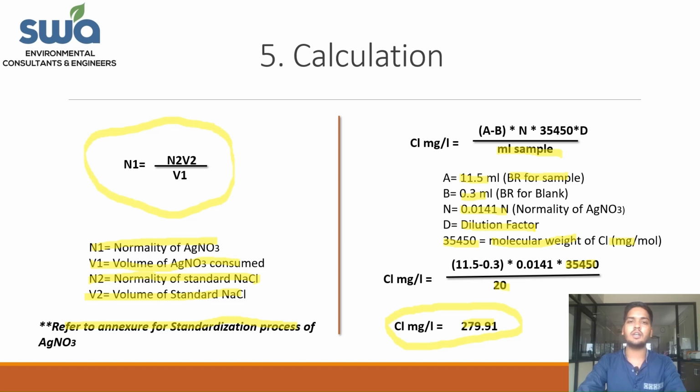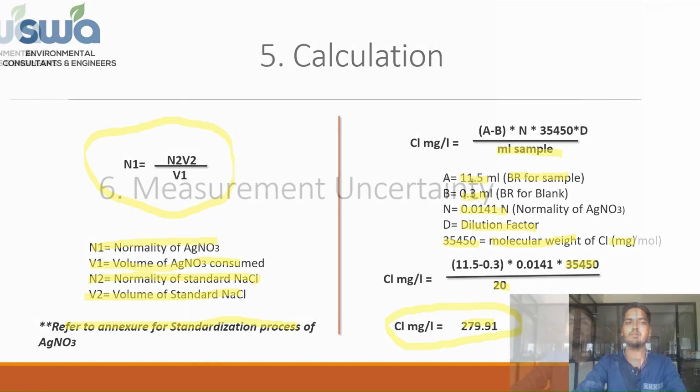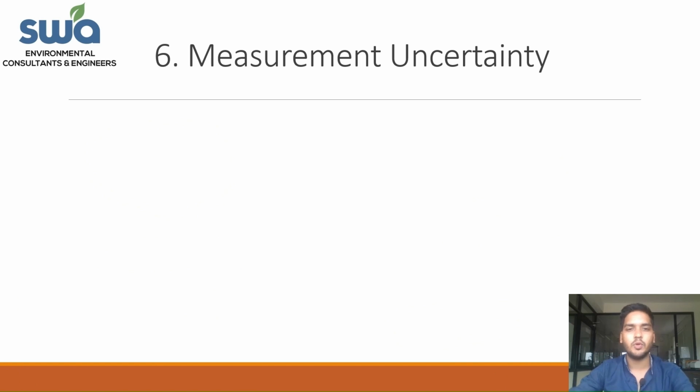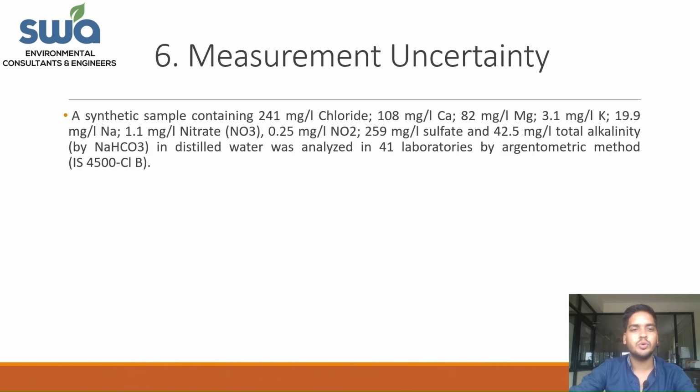Now we will understand the measurement uncertainty. Let's understand the measurement uncertainty of chloride. A synthetic sample contained 241 milligram per liter of chloride, 108 milligram per liter of calcium, 82 milligram per liter of magnesium, 3.1 milligram per liter of potassium, 19.9 milligram per liter of sodium, 1.1 milligram per liter of nitrate, 0.25 milligram per liter of nitrite, 259 milligram per liter of sulfate and 42.5 milligram per liter of total alkalinity as NaHCO3.